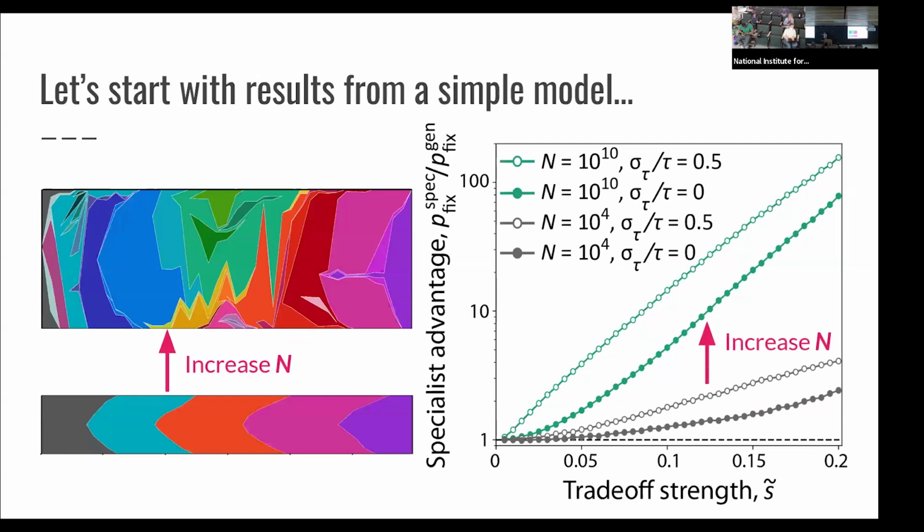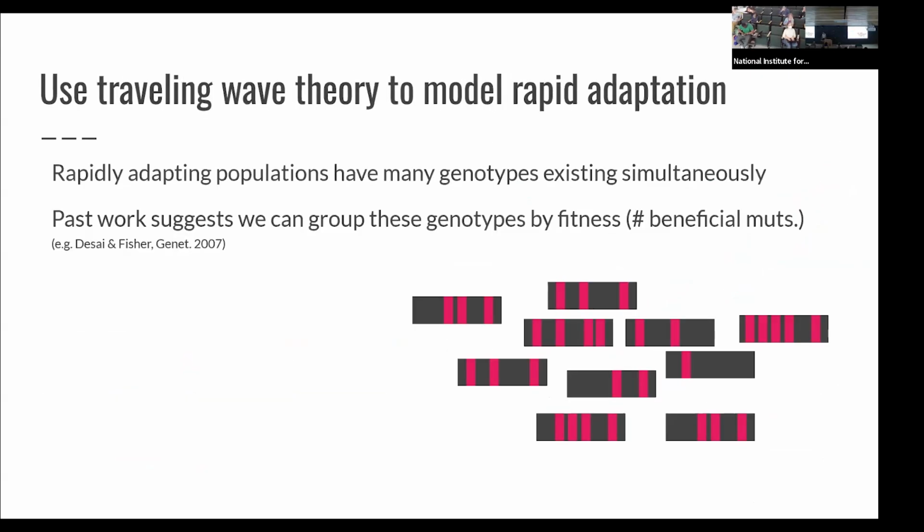When we increase n, we move from the successive mutations regime to the rapid adaptation regime. So maybe the specialist advantage really depends on being in an environment where you're competing with other beneficial mutations. So that means we need a theory to deal with the rapid adaptation regime. And a powerful tool here that's been used in the past is traveling wave theory.